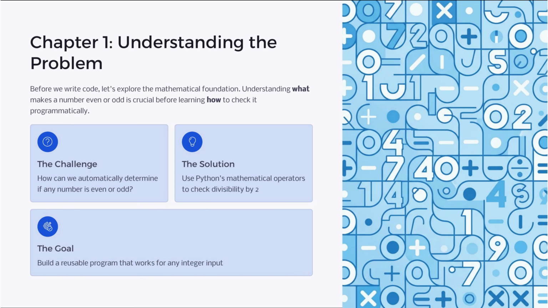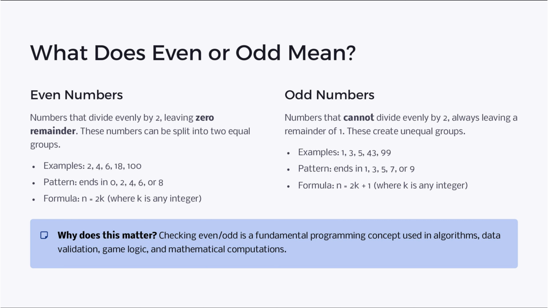Even numbers divide evenly by 2, while odd numbers leave a remainder. The challenge is automating this check. The solution lies in using Python's operators to determine divisibility by 2, aiming to create a reusable program for any integer input. Even numbers divide by 2 with 0 remainder, forming equal groups. Examples include 2, 4, 6.